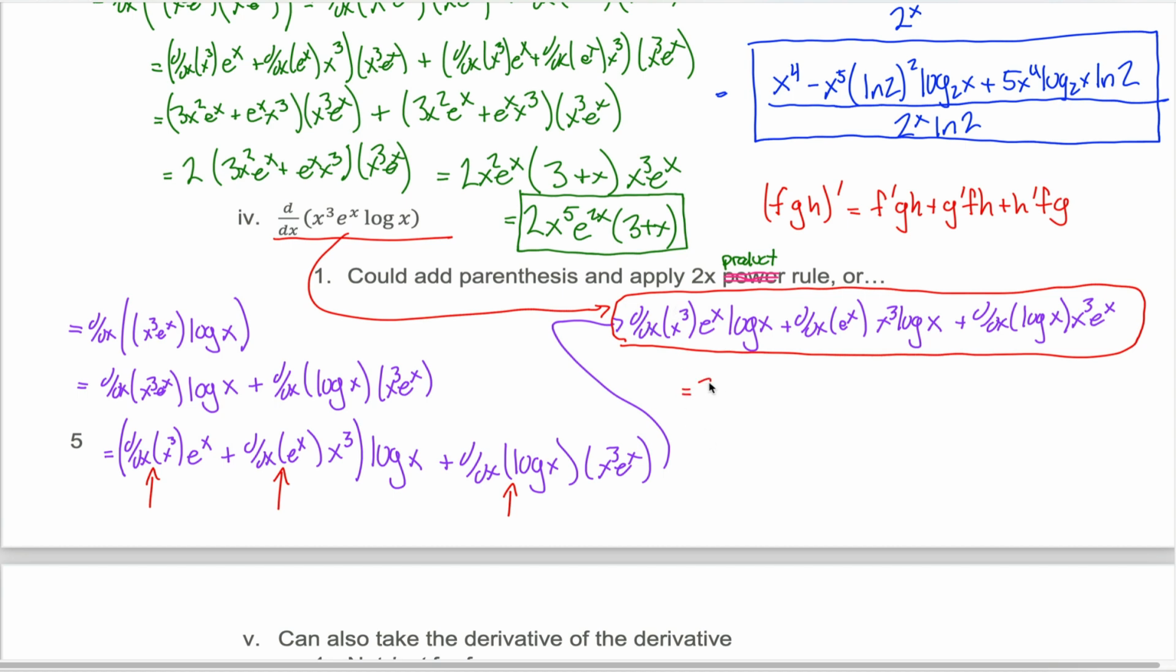The derivative of x cubed is 3x squared. I got 3x squared times e to the x log of x from this first term. For my second term, the derivative of e to the x is just e to the x. So I got e to the x times x cubed times log of x for my second term.